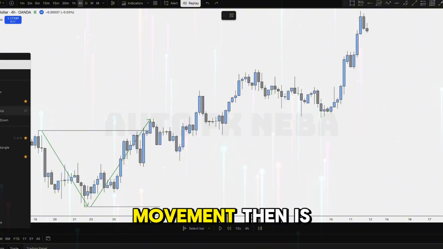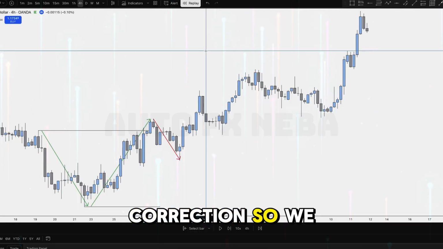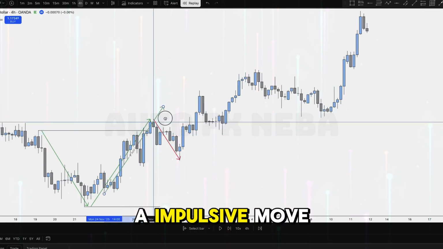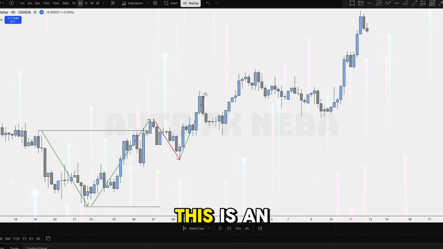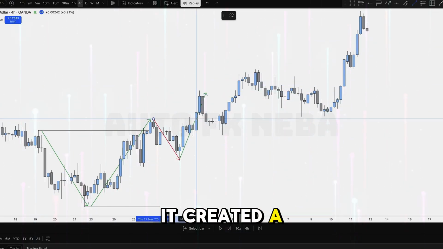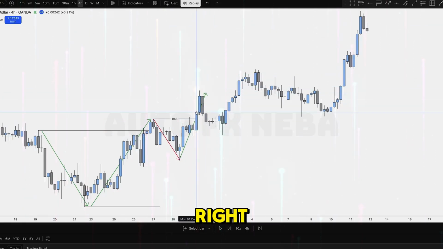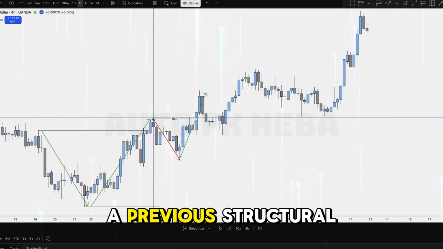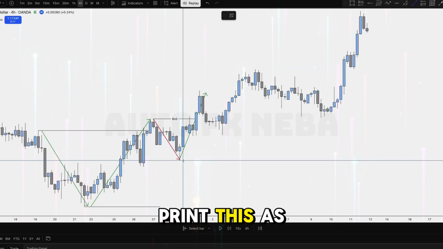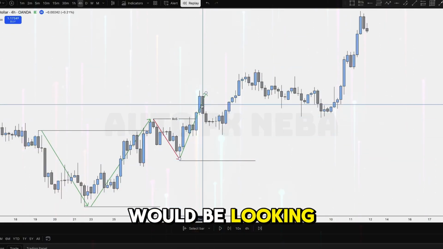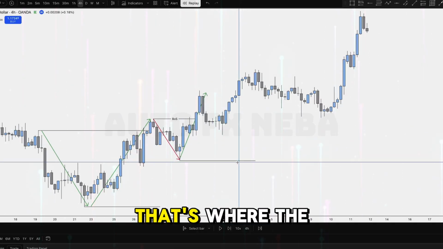Okay, so the next movement then is the small corrective pullback move from here to here. This is a correction. So we mark that one as a correction. We then have an impulsive move from this low to this high. That's going to be our next impulse. This is an impulsive move because it created a break of structure. So this BOS sets in motion the new high, right? We've created a new high. We impulsed through a previous structural point, therefore continuing the overall direction of this market. That would then print this as our higher low, and then we would be looking for buying opportunities above this low. And if the market breaks under this low, that's where the reversal comes in.